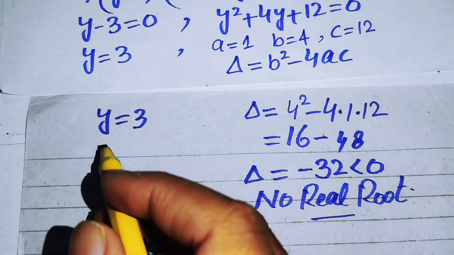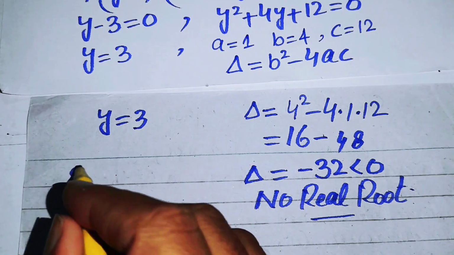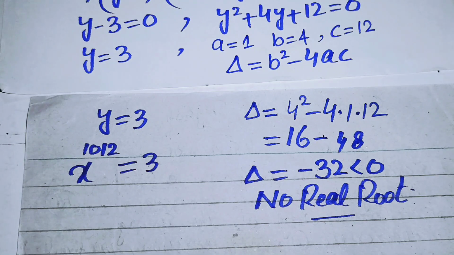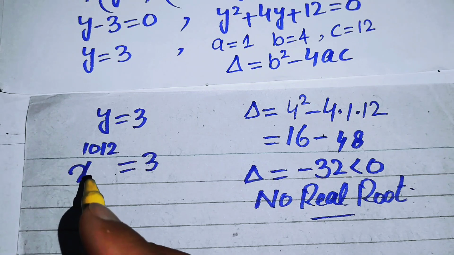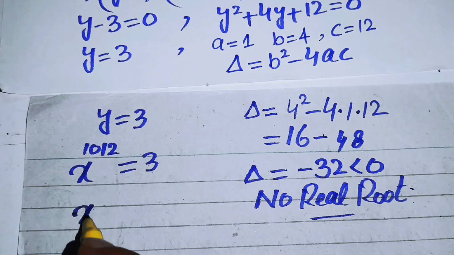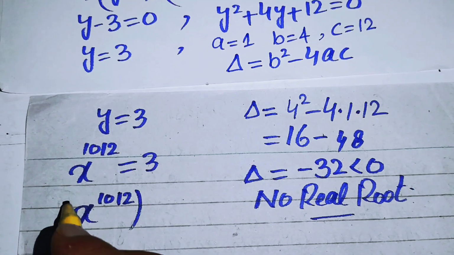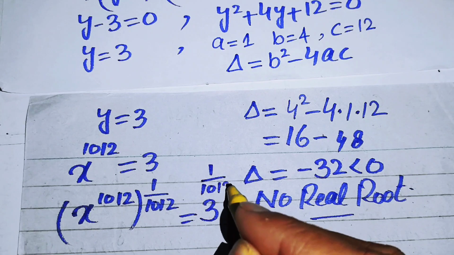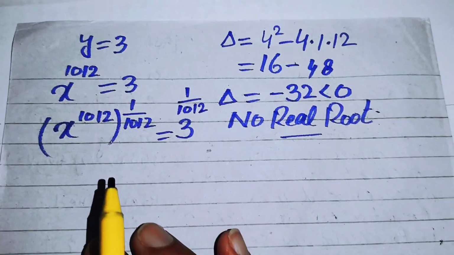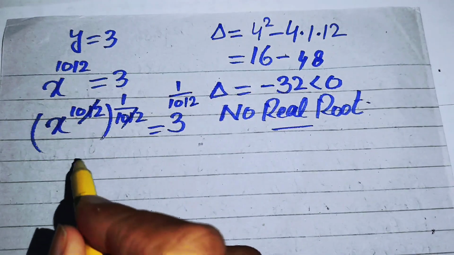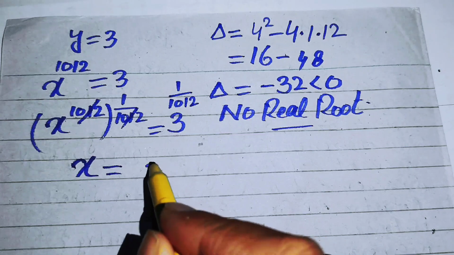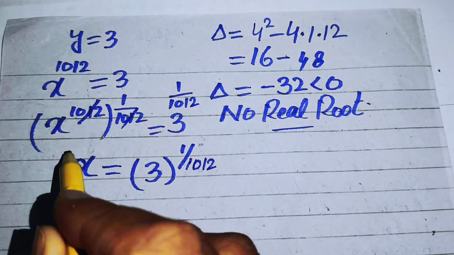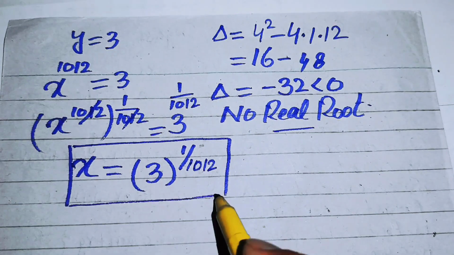You see that the value of y at the start of the problem is x to the power of 1012, so it equals 3. Now in order to find the value of x, we need to take the 1012th root on both sides. So you will get x to the power of 1012 and its whole power 1 over 1012 equals 3 to the power of 1 over 1012. On the left hand side these two cancel, and we get the final x equals 3 to the power of 1 over 1012. So this is our final answer to this question.